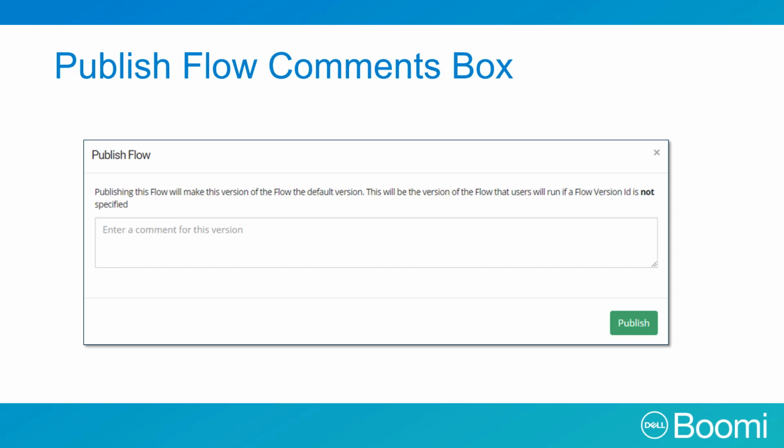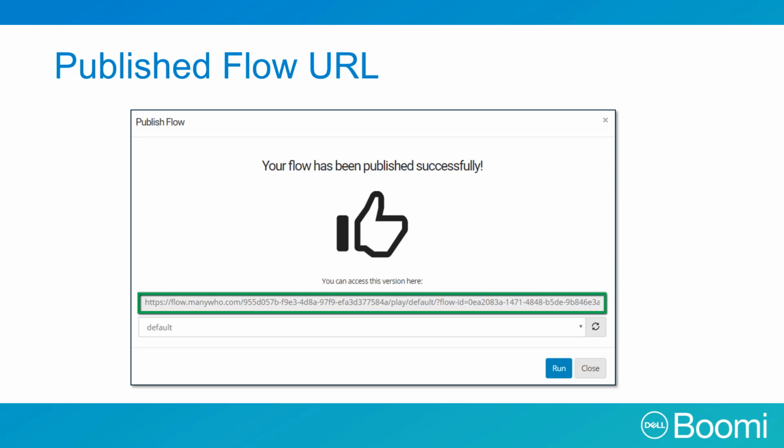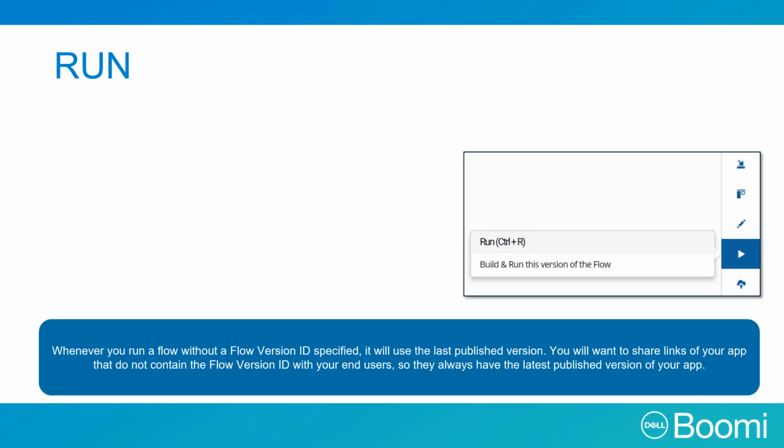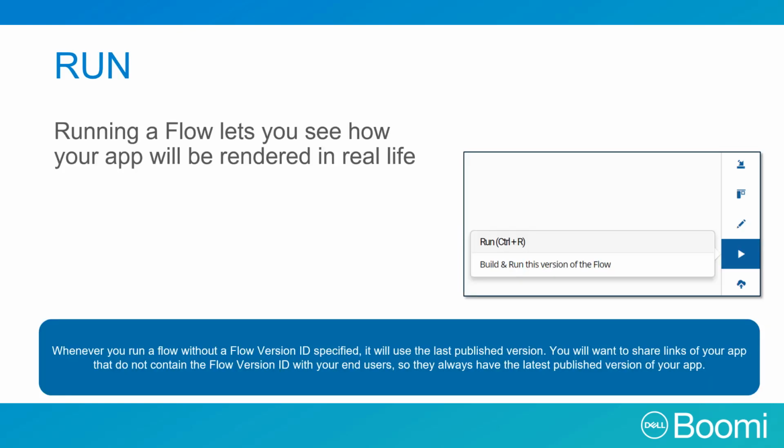When you click on the Publish button, your flow will be published as an app. The Publish Flow window is updated with the flow URL that can be shared with others. Here you will click on the Run button in the Publish Flow window to render your app. The Run icon is also located on the right-hand side of the screen next to the Flow canvas and just above the Publish icon.